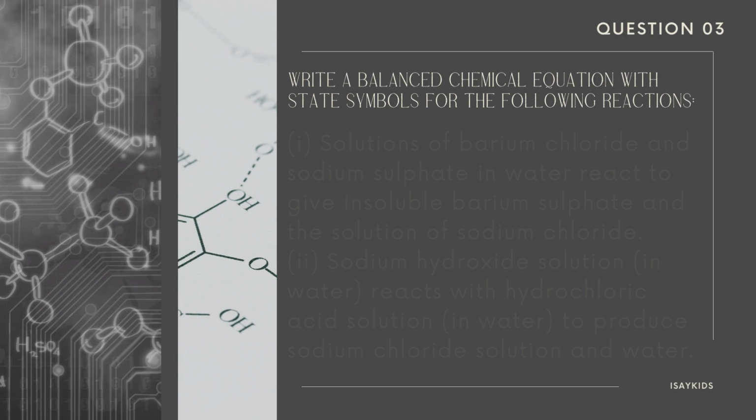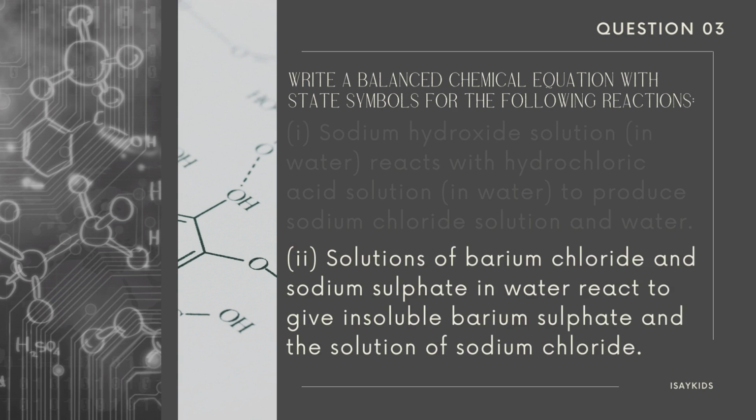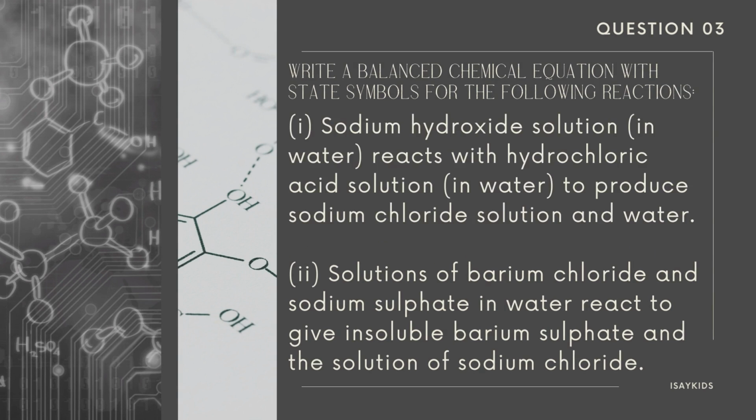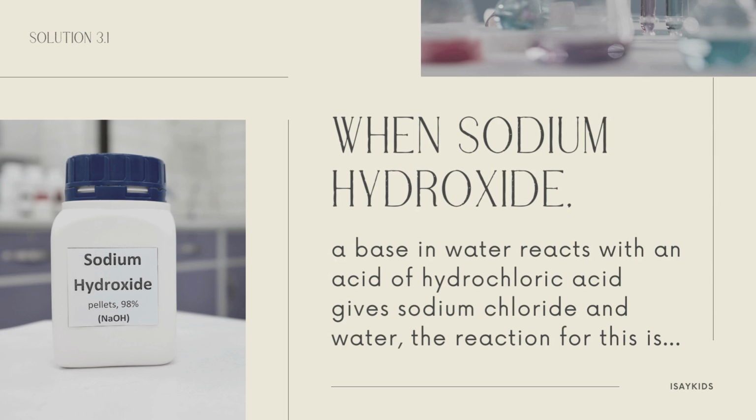Write a balanced chemical equation with state symbols for the following reactions. Solutions of barium chloride and sodium sulfate in water react to give insoluble barium sulfate and the solution of sodium chloride. Sodium hydroxide solution in water reacts with hydrochloric acid solution to produce sodium chloride solution and water.